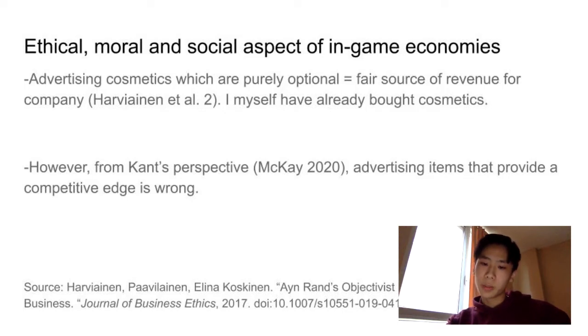You can buy the cosmetics you want, and the company gets a certain amount of money for it. But it doesn't affect the gameplay, so it doesn't give you an advantage. You only buy it if you want to.